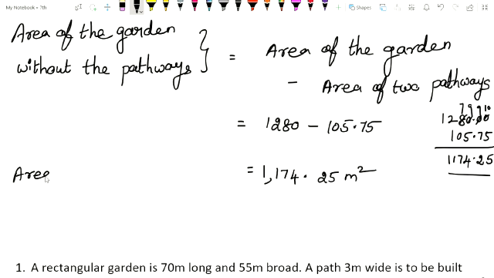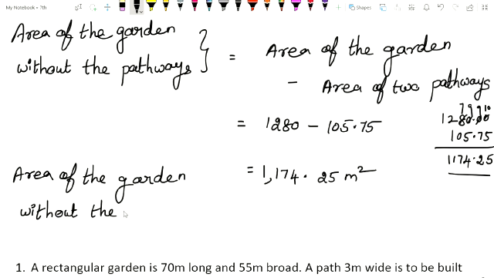So area of the garden without the pathway is equal to 1174.25 meters square. You understand, children? This is a very important sum. Okay, children? So please revise it.